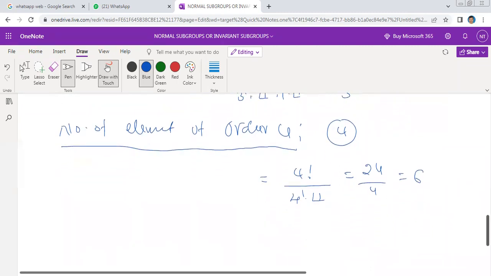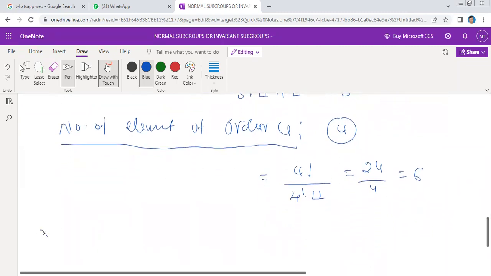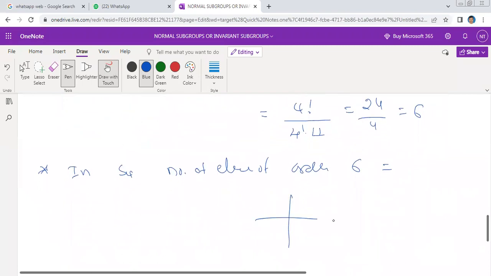These are the questions examination lo adutadante in S4, number of elements of order 6. Can you say anybody answer? I'm asking my question: in S4, number of elements of order 6 అని అడిగాడు. ఆప్షన్ చూడండి: 6, 9, 8, 0. 0, sir. 0 is the right answer, because in S4 there are no elements of order 6.